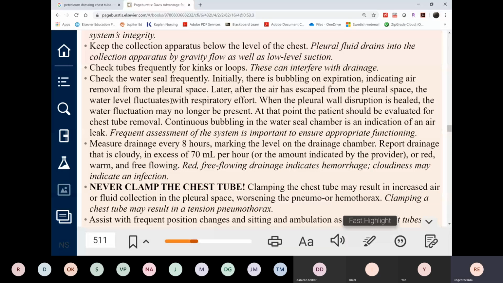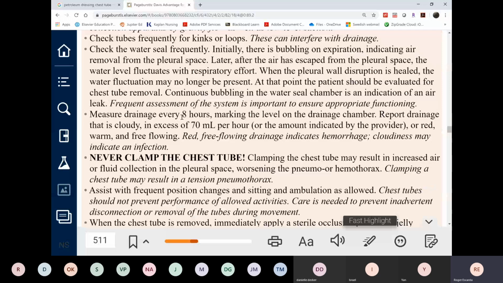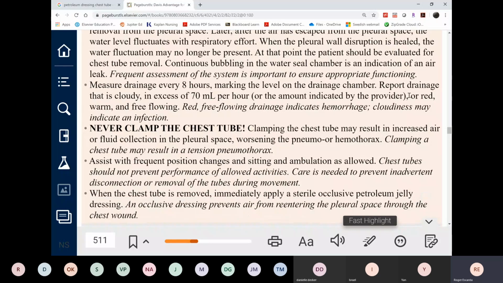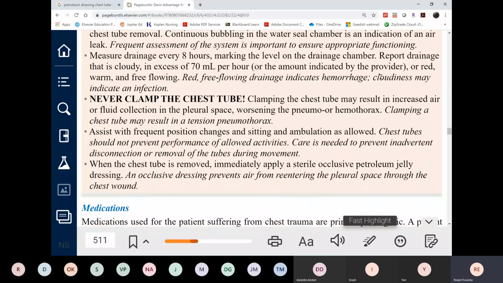So we talked about this fluctuation, so please read that again. Yes, we measure. The drainage amount should only be 70 ml per hour. This should be the maximum, unless the doctor gives you a different number. For large trauma patients, for instance, it may be more than 70 ml per hour. Or if you see this red, warm, free-flowing, then that's bleeding, obviously. Or if it looks cloudy, then there's an infection.